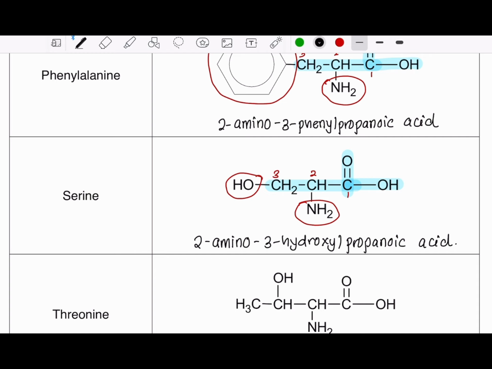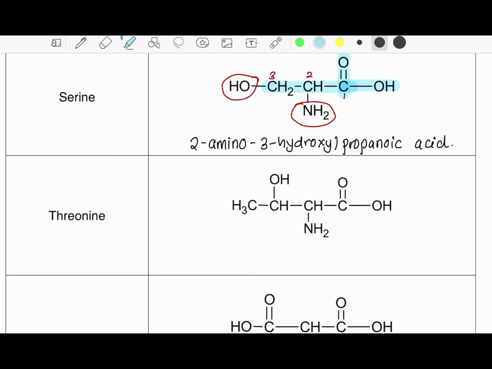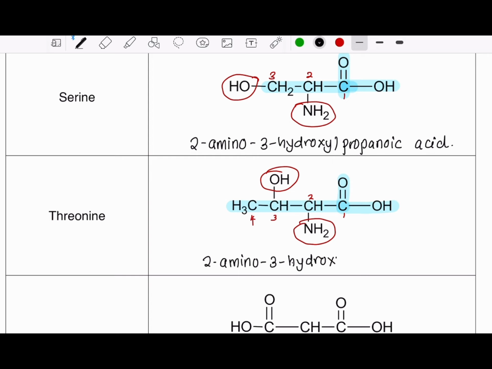Okay, easy, right? So let's go for threonine. I will just go through all the amino acids, do not worry. So this is the longest chain. This is our substituent. Carbon number 1, 2, 3, and 4. So the name would be 2-amino, 3-hydroxyl butanoic acid.